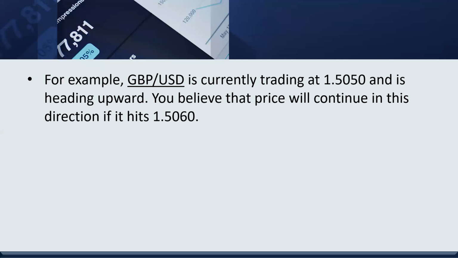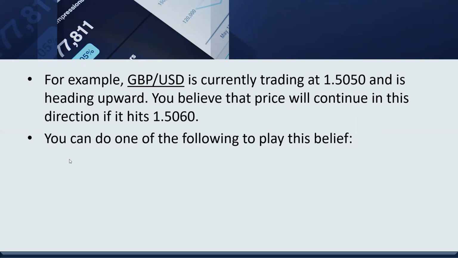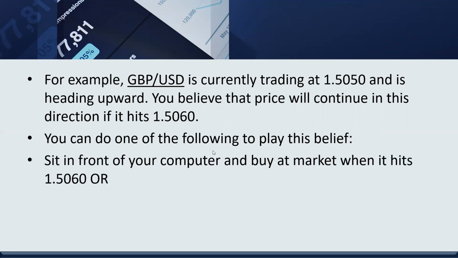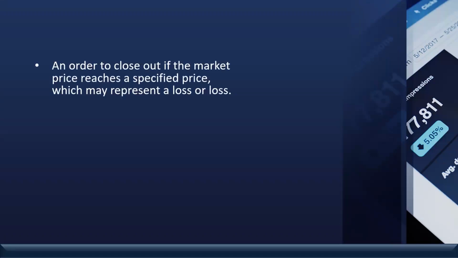All right. So for example, GBP/USD is currently trading at 1.5050, and it's heading upward. You believe that price will continue in this direction if it hits 1.5060. You can do one of the following to play this belief. Sit in front of your computer and buy at market when it hits 1.5060, or you set a stop entry order at 1.5060, and once the market gets to that place, it goes through it.